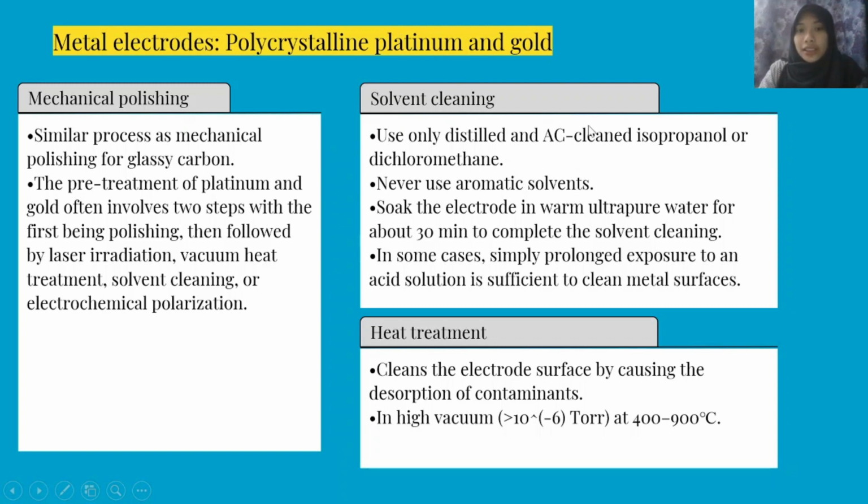So the second one here, same as before. Solvent cleaning, usually we only use isopropanol or dichloromethane. So the electrode is soaked in warm ultra pure water for about 30 minutes to complete the solvent cleaning, and in some cases maybe simply prolonged exposure to an acid is sufficient to clean metal surfaces.